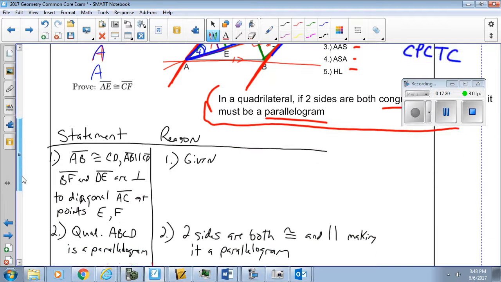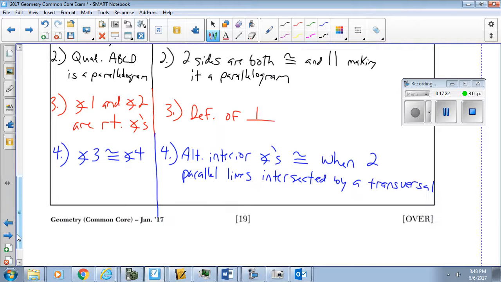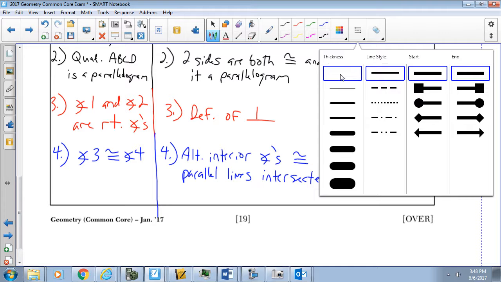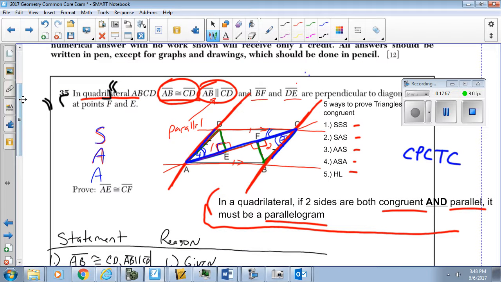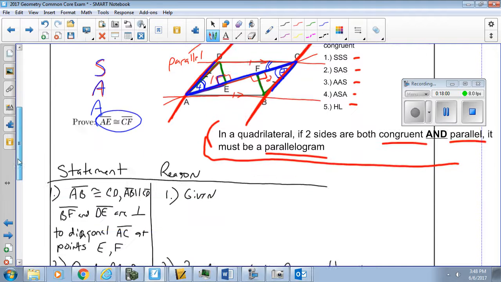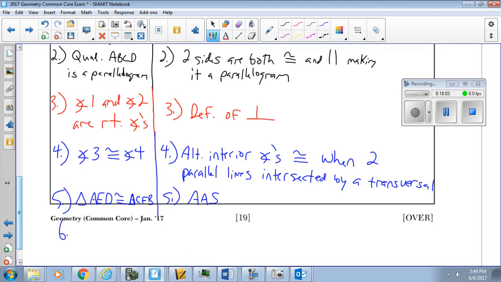So we can now say that triangle AED is congruent to triangle CFB, because of angle, angle, side. Now that's not enough. Now we need to say that these two corresponding parts of those triangles are congruent. So let's do the last part. Step 6: AE is congruent to CF.